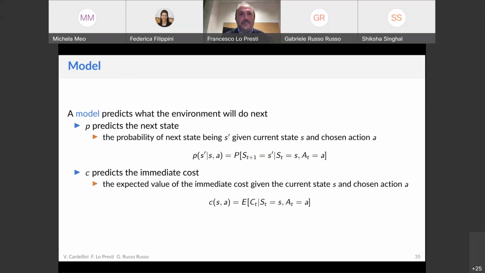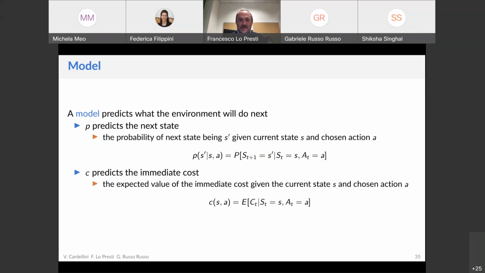And the last part is a model of the system, which basically is the representation of the system by the agent. It can include a model that predicts what the next state is. If I am in a given state S and I do A, what happens to my system? It will change. And then the cost. If in a given state I do some particular action, what is the immediate cost I will pay for doing this?